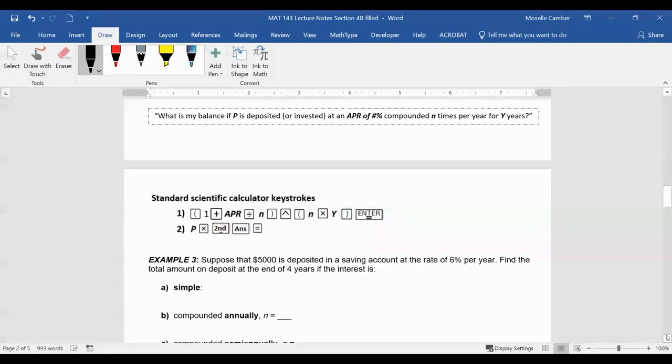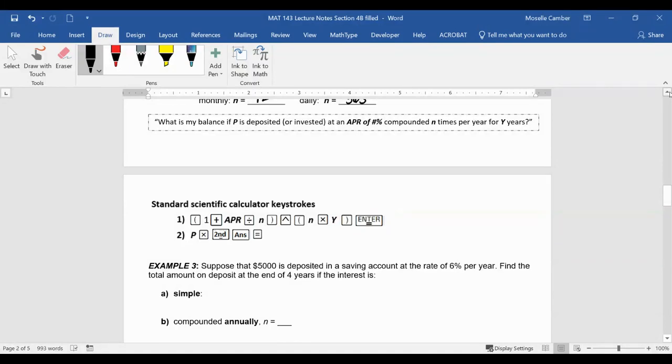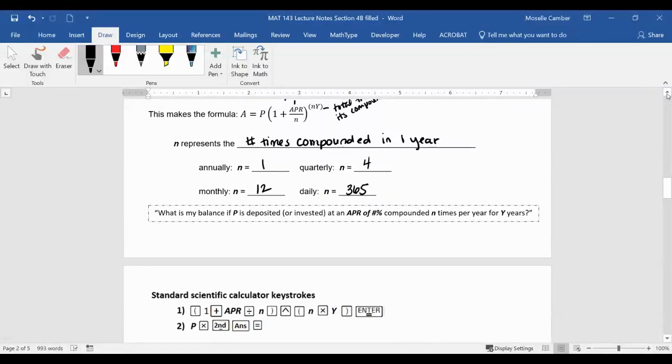Okay, putting this in your calculator, you can put it in all at once, but what I suggest, because of something we're going to come up with later, is that you first calculate just the interest part of it. So ignore the principal and just start from the parentheses. So you have parenthesis 1 plus your APR as a decimal, divided by your N, parenthesis, caret for the exponent, then parenthesis N times Y, parenthesis, and enter. Once you do that, then you're going to multiply by the principal.